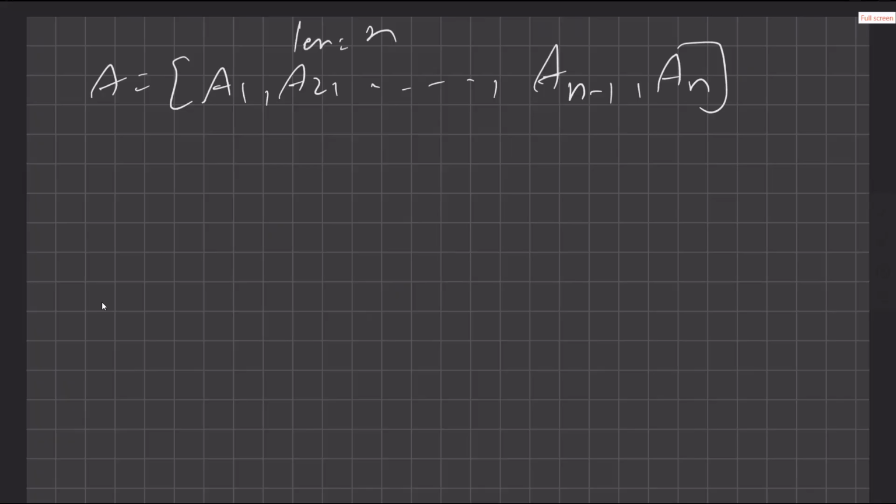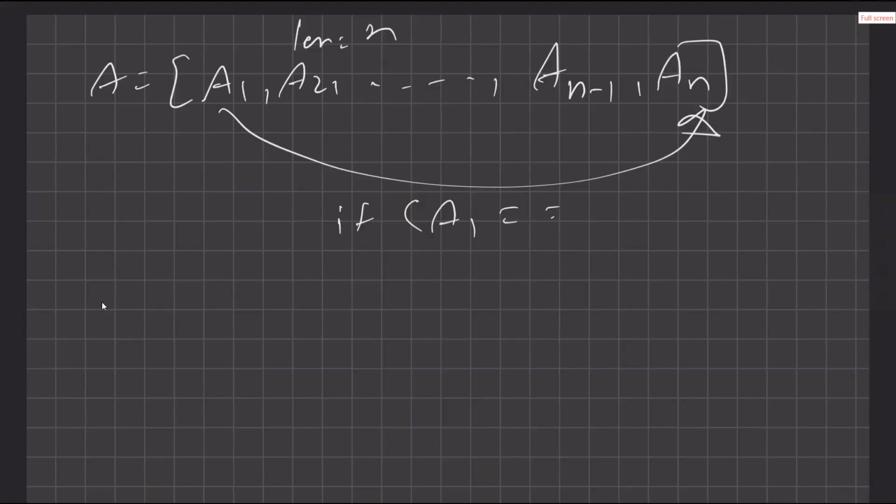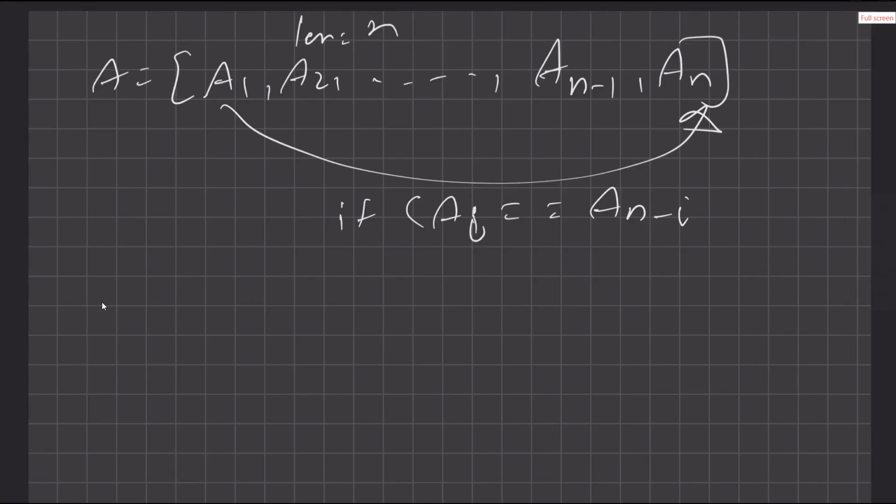So if we need to check if a1 is equal to a of n minus I, right? In general, if you take a of I and both are equal, then you need to move to the other index. You'll be comparing, let's say, array 2. Okay.